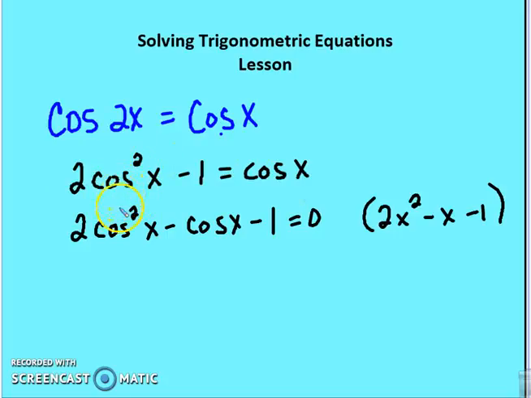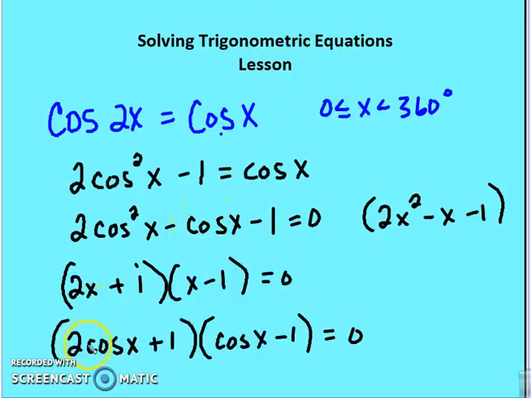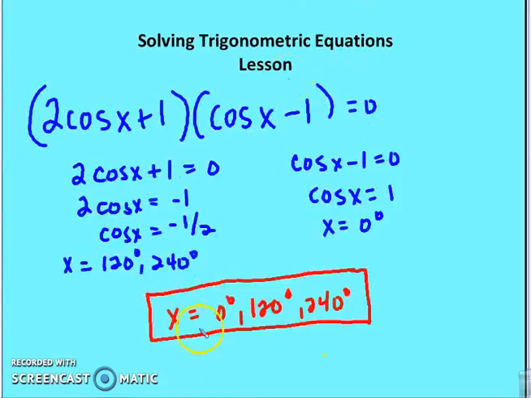Now this looks like a quadratic to me. I'm going to subtract cosine x from both sides. 2 cosine squared x minus cosine x minus 1 is equal to 0, which leaves us with the same factored form that we had before, 2 cosine x plus 1 times cosine x minus 1. Of course, we're going to end up solving the same equations that we had before, and getting the same answer, x is equal to 0, 120, and 240.